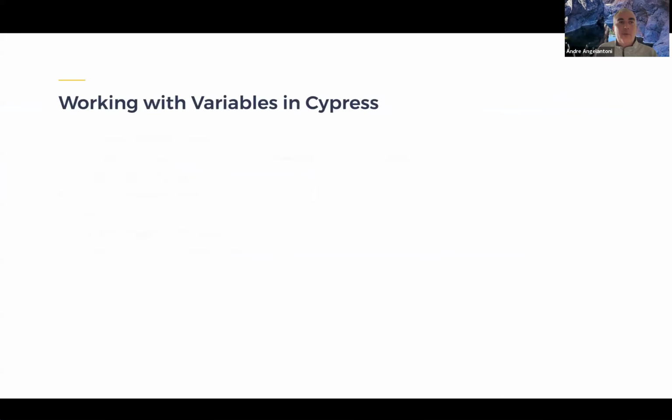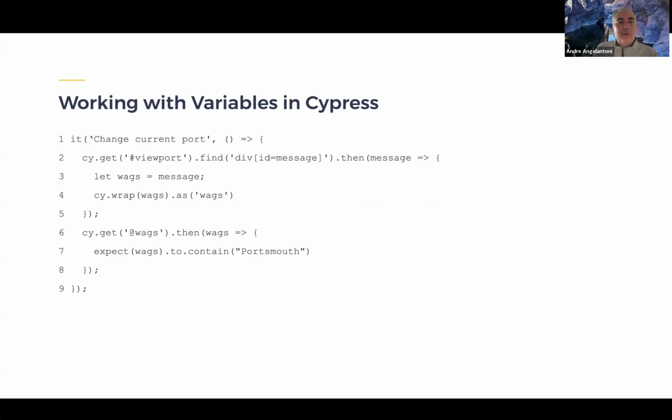So let me give you an example of what that means. So here's a very simple script test. Okay, so line number 1, change the current port. Line number 2, you go get the value of the div with an ID of message. And now you are working with that value. It's called message. You can assign it to the wags variable in line number 3. And then in line number 4, you have to wrap the wags variable and give it a name so that down in line number 6, you can go grab that variable and then test it.